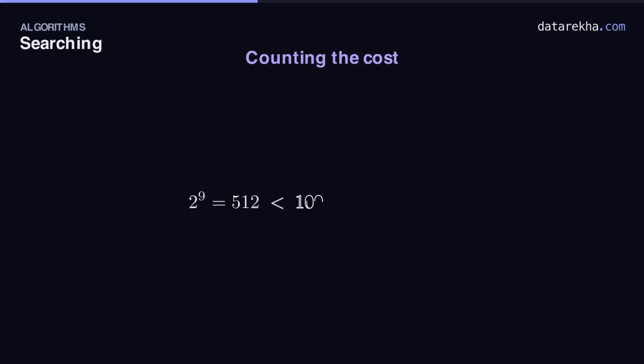Cross-check it against the formula. 2 to the 9th is 512. 2 to the 10th is 1,024. 1,001 sits between them. So the ceiling of its log base 2 is 10. The two methods agree. Always a good sign.